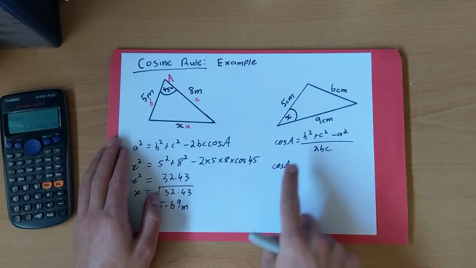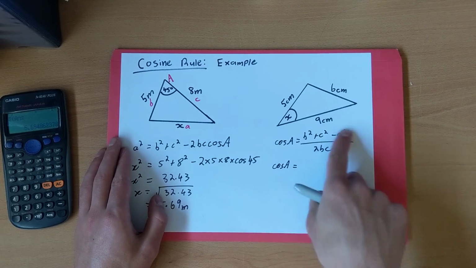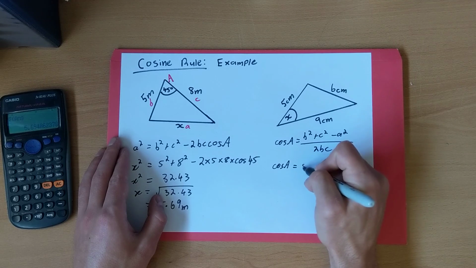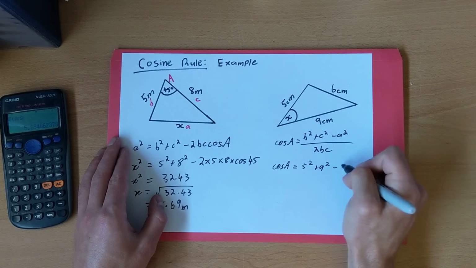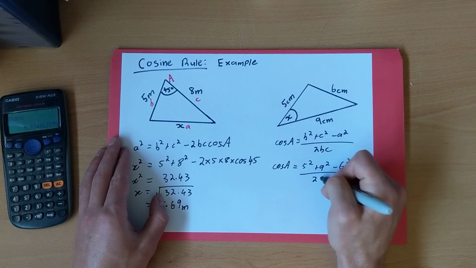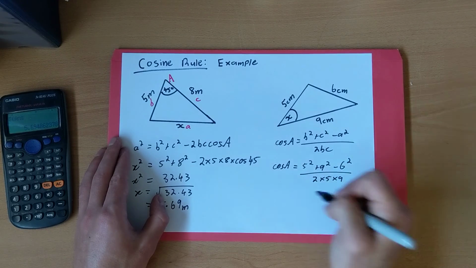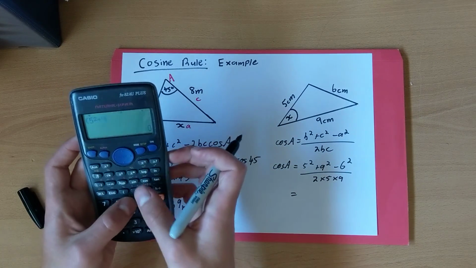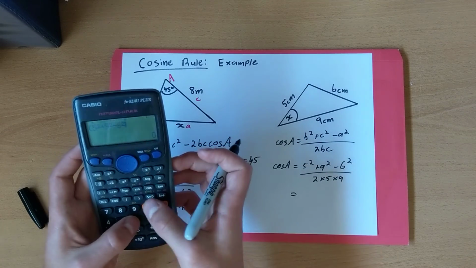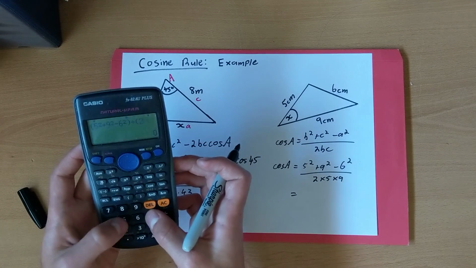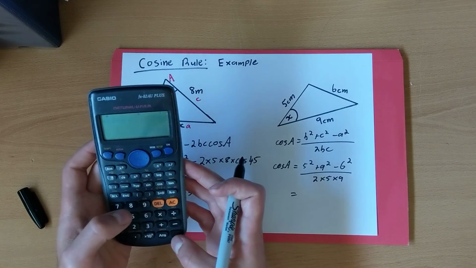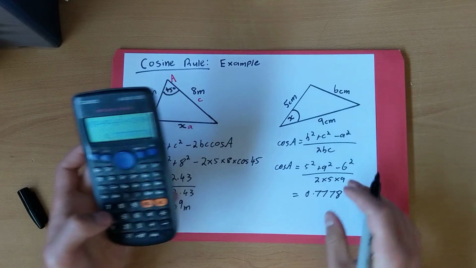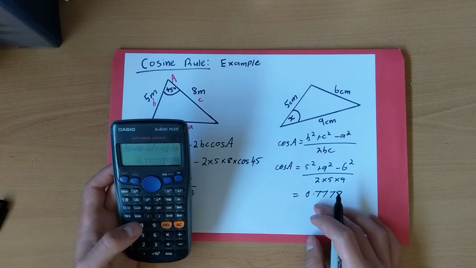So the first thing, instead of just putting all that into inverse, we're going to do this by solving this first and then taking the inverse cosine of it. So it equals 5 squared plus 9 squared minus 6 squared divided by 2 times 5 times 9, which equals, 5 squared plus 9 squared minus 6 squared divided by 2 times 5 times 9 gives me 0.7778. It's 0.7 recurring, but I'll just cut it off at 4 decimal places.